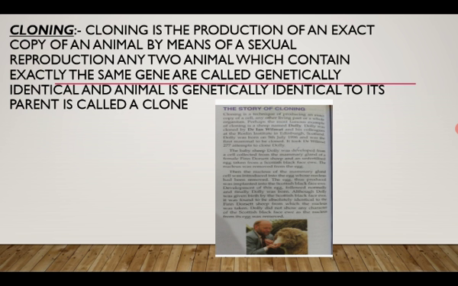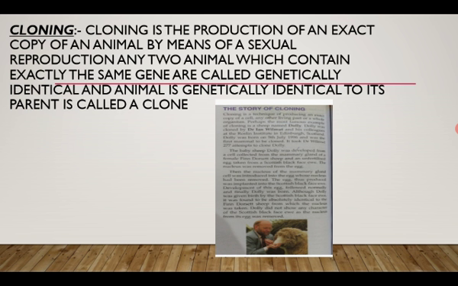Here we take two types of cells from female sheep. Now we remove the nucleus of the egg cell of the Scottish Blackface ewe. We remove the nucleus of the mammary cell and introduce this nucleus into the unfertilized egg. We remove the nucleus from both cells. After that, the unfertilized egg's cytoplasm comes from the Scottish Blackface ewe, but the nucleus comes from the Finn Dorset sheep. Now we place the egg cell in the uterus of the Scottish Blackface ewe.